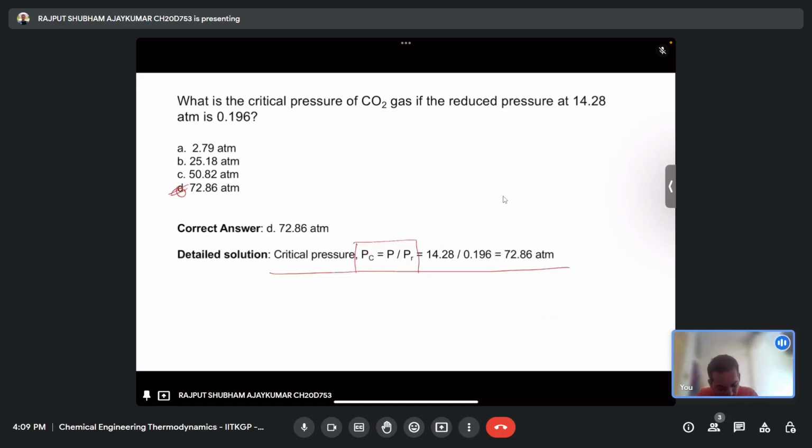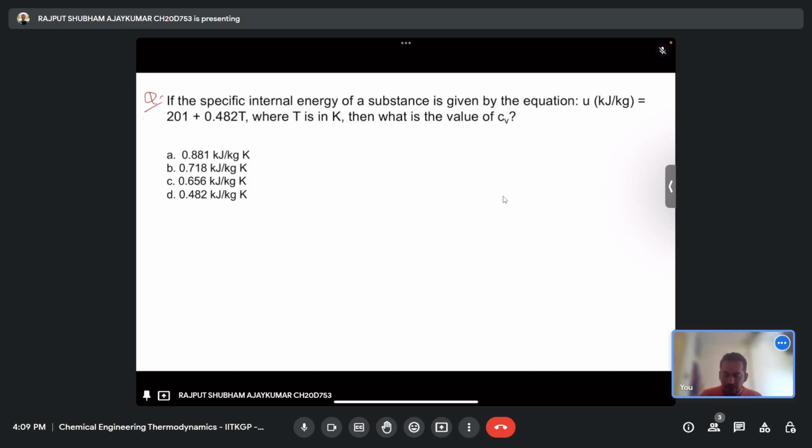So the last question for today. Just try to go through the question that has been asked. If the specific internal energy, that is U, of a substance is given by the equation U in kilojoule per kg, we have been given U equal to 201 plus 0.482 T, where temperature is in Kelvin. What is the value of Cv, that is specific heat at constant volume, has been asked.